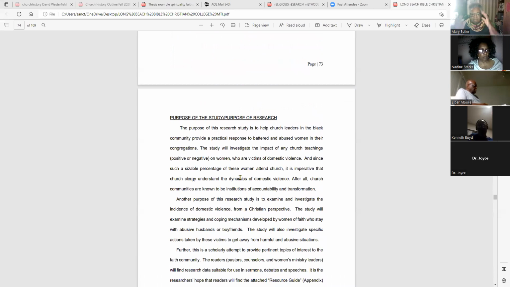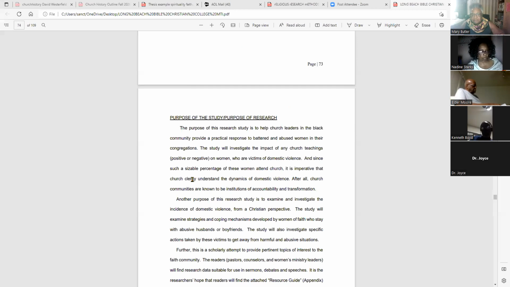Purpose. The outline says, what's the purpose? The purpose of this research study is to... whatever you're writing about. Use these words. I told you over and over. Some of these words, you don't have to change anything except what you are writing about. You make it work. Another purpose of this research study is to examine and investigate the incidence of church burnout. You didn't have to change nothing but church burnout. Give the purpose of the study, the purpose of the research.